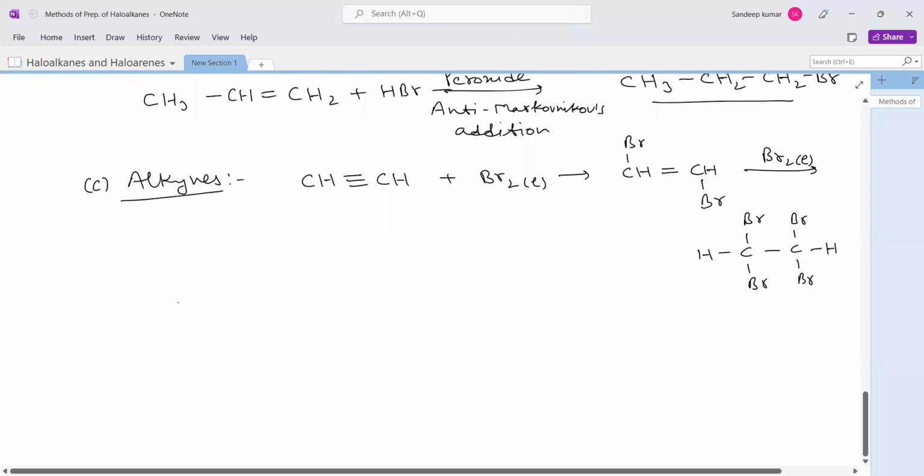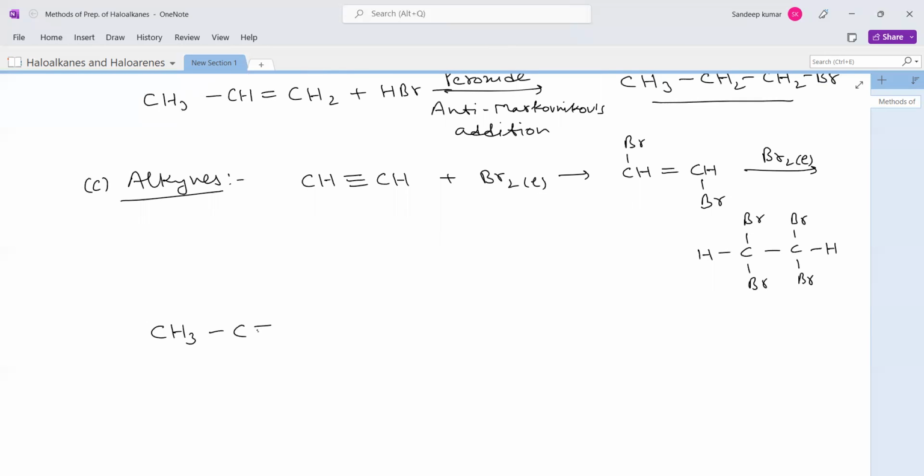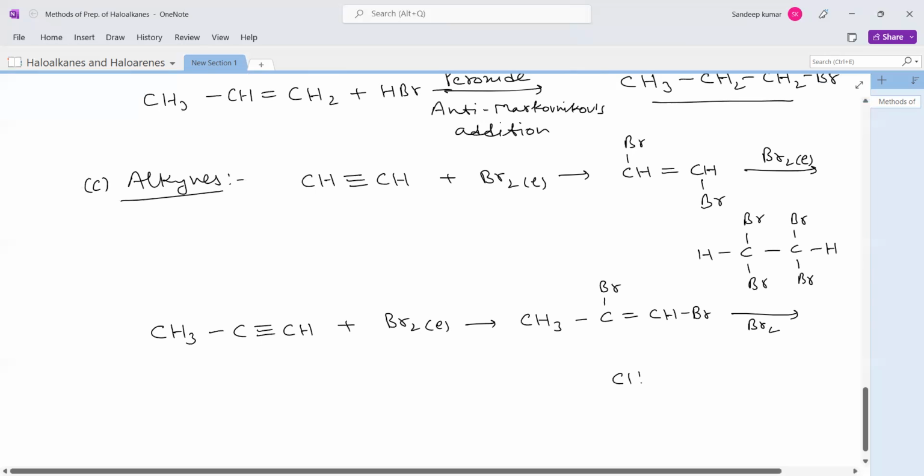If we have an unsymmetric alkyne, like CH3C triple bond CH, we can also add bromine to this. This also shows an addition reaction with bromine, first leading to the formation of an alkene, and in the second step Br2 is added. It leads to the formation of an alkane with two bromine atoms on each carbon atom.